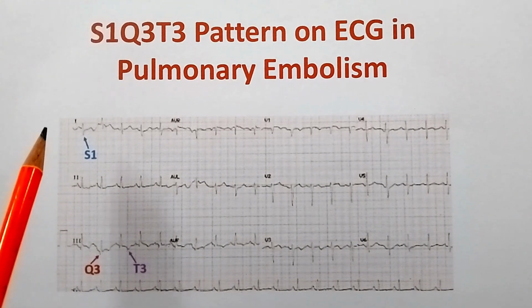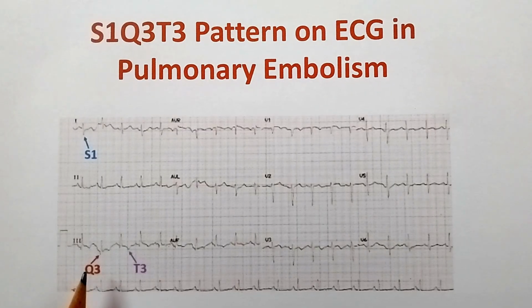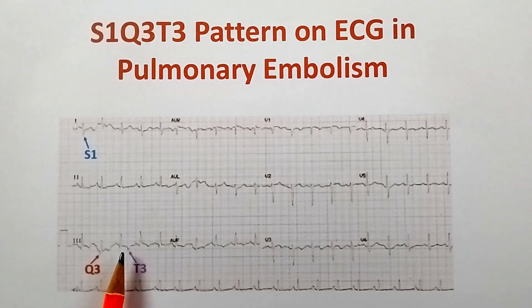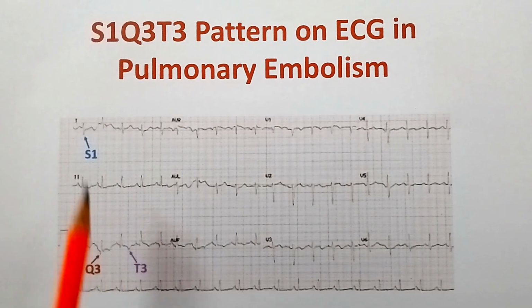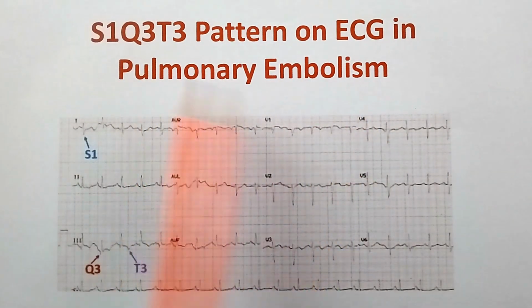S1, that is S wave in lead 1, Q3, that is Q wave in lead 3, and T3, T inversion in lead 3. That is the S1Q3T3 pattern on ECG in pulmonary embolism. That's very popular. Most of us know that from early part of our career because it is taught very often. S1Q3T3 pattern in pulmonary embolism.